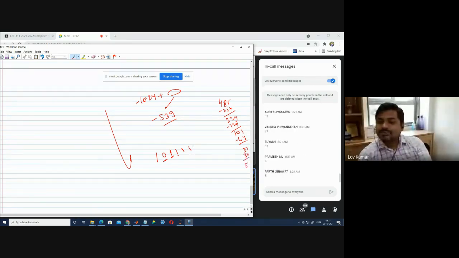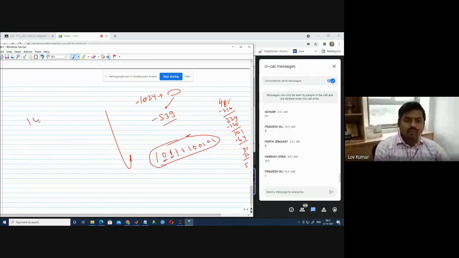5. Next bit is 16, we cannot write it. Next bit is 8, we cannot write it. Next bit is 4, we can write it. Next bit is 2, we cannot write it. Next bit is 1, we can write it. Now this is your final answer. The 2s complement is 1 0 1 0 1 0 1 1 1 1 0 0 1 0 1.